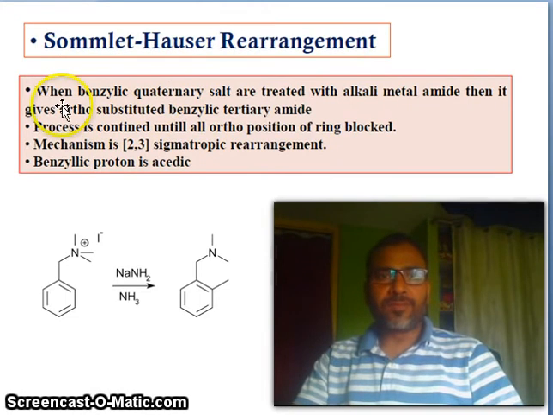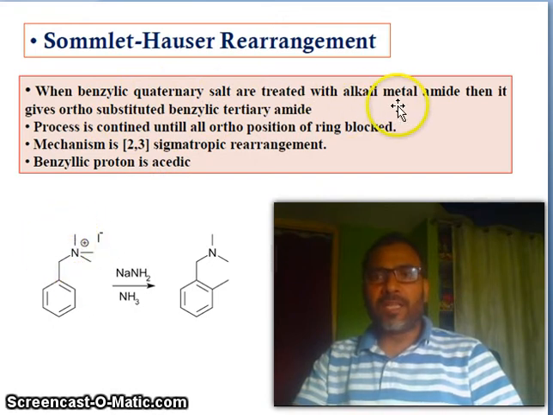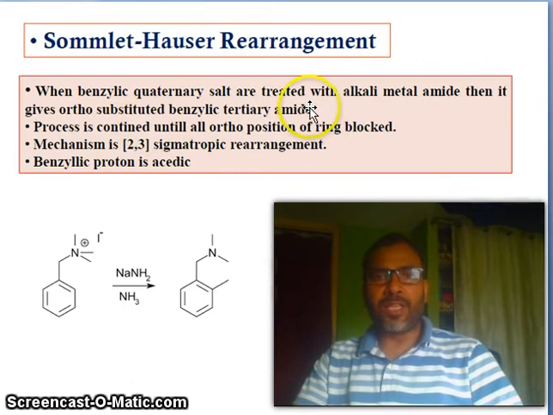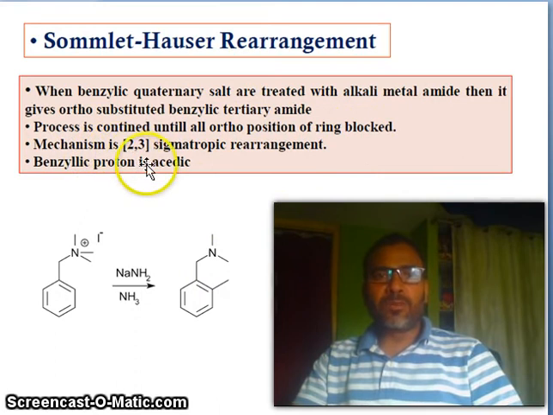Sommelet-Hauser rearrangement: when a benzylic quaternary salt, I am talking about this, is treated with alkali metal amide, then it gives ortho-substituted benzylic tertiary amine. The process continues until all ortho positions of the ring are blocked. You see, the mechanism is a 2,3 sigmatropic rearrangement, and the benzylic proton is acidic. So conversion from this to this is known as Sommelet-Hauser rearrangement.